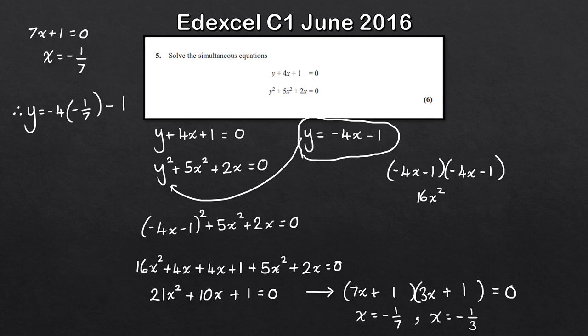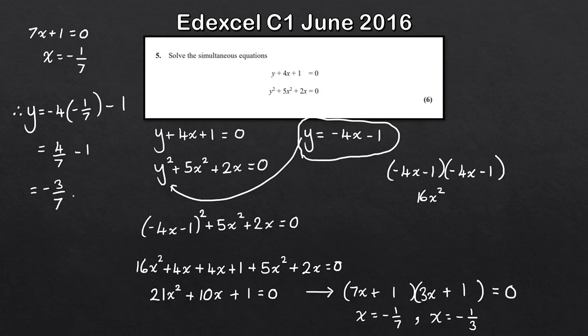Okay. And if I do that, I get minus 4 times minus 1 over 7, so that gives me positive 4 over 7, minus the 1. And this minus 1 here would be minus 7 over 7. So what I get is minus 3 over 7. Okay. So that's my first y solution.